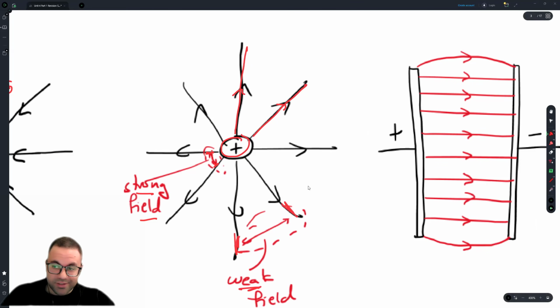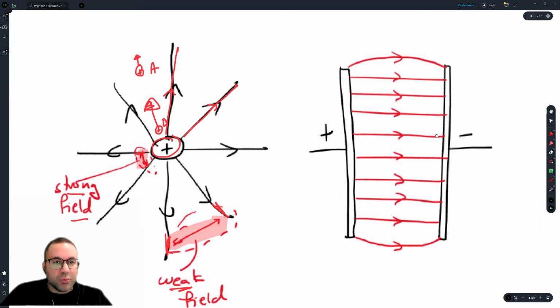Which makes a lot of sense if you think about it, because the field has to be stronger near the charge and weaker far away from the charge. So if I put two charges, one here and one here, and I ask you which one experiences more force, they both get repelled, but which one experiences more force? B experiences more force because A is further away and the field here is weaker.